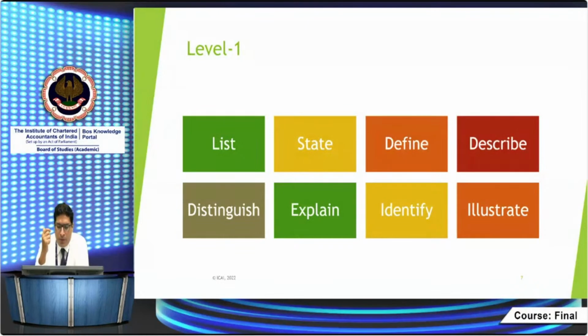Next, distinguish. This is to recognize the difference between two items. Explain. Explain means to make something clearer and to give good understanding by describing or giving the information. Identify means recognize or establish selection after proper consideration. Illustrate means to simply give examples. In level 2, we cover verbs like tabulate, solve, reconcile, prepare, calculate, apply.